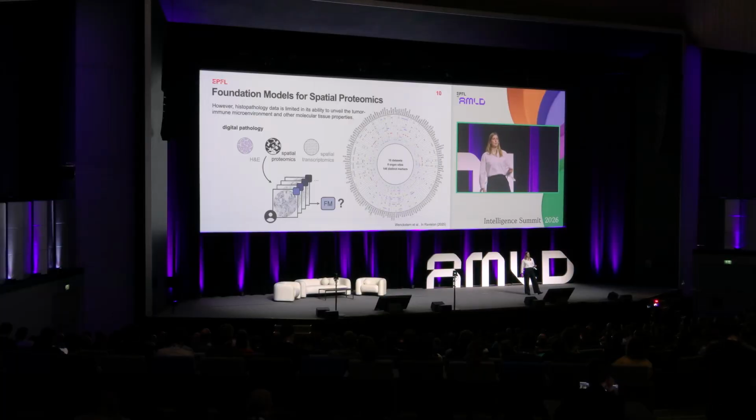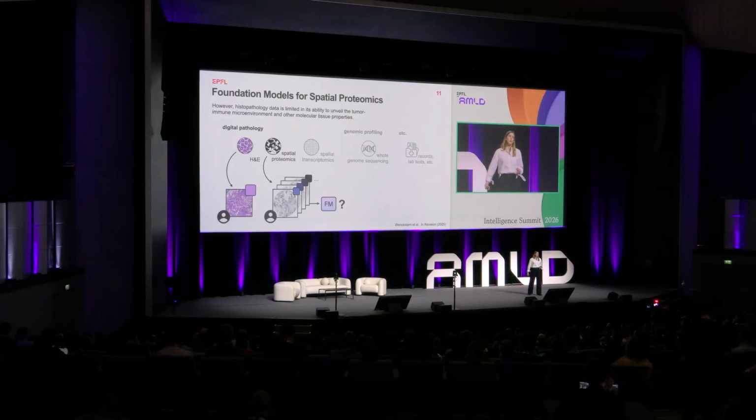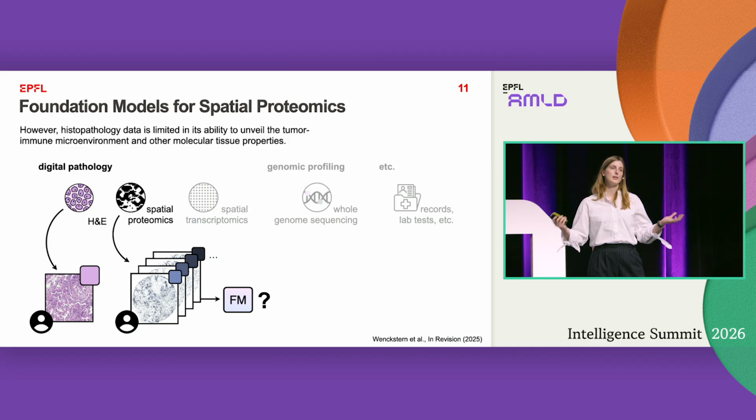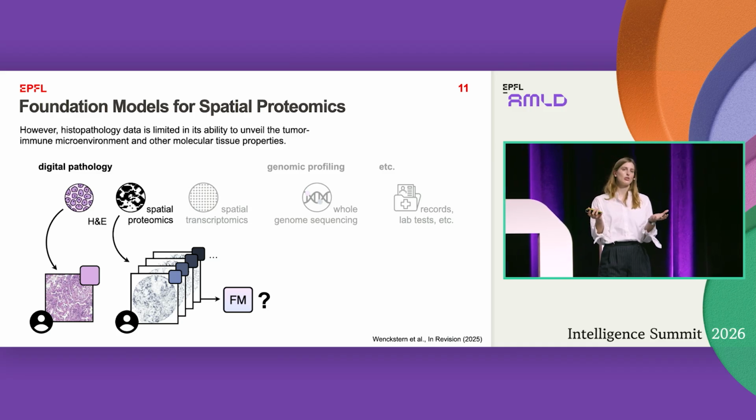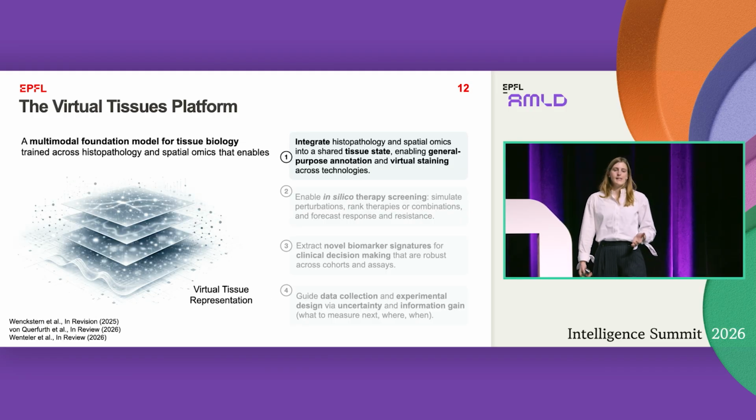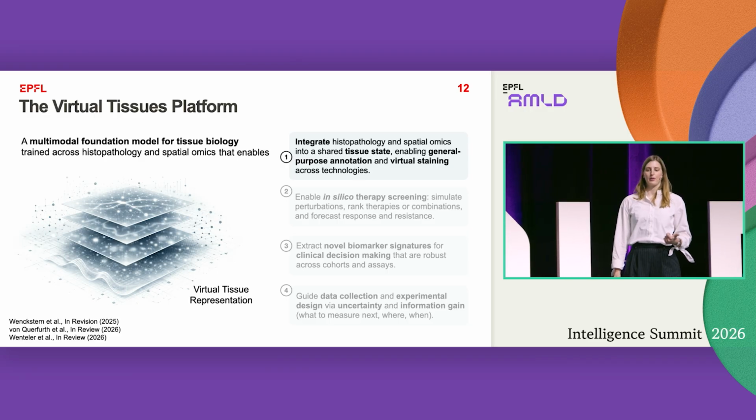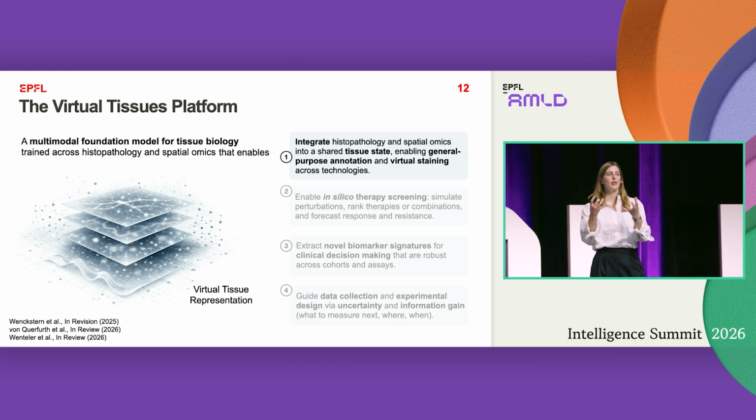And for this, we need to start innovating those AI architectures from scratch. The moment we want to build multimodal foundation models, we need to think of this, and then also of the problem that we are dealing with two completely different modalities that somewhat still capture the same tissue of a patient. That's the very first achievement of the virtual tissues platform. It integrates histopathology and spatial proteomics into a virtual tissue state that can now annotate, phenotype, and also virtually stain.